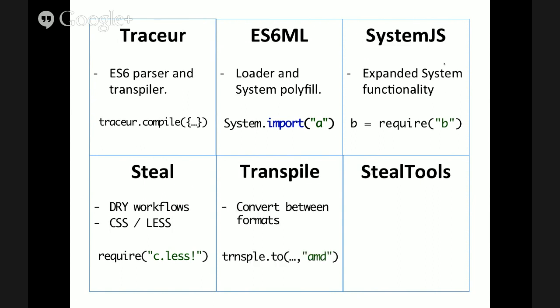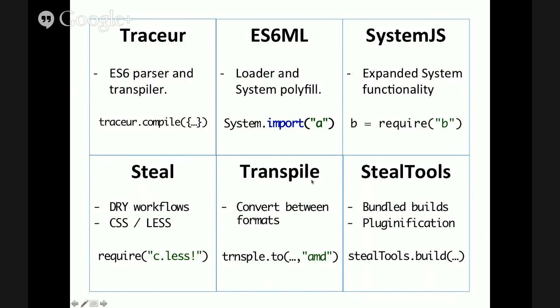And then for Steel Tools, there's a transpile project that Bitovi owns that allows you to transpile from one format to any other format, from CommonJS to AMD, from AMD to CommonJS, from ES6 to AMD, and so forth. And that uses a lot of Esprima underneath.